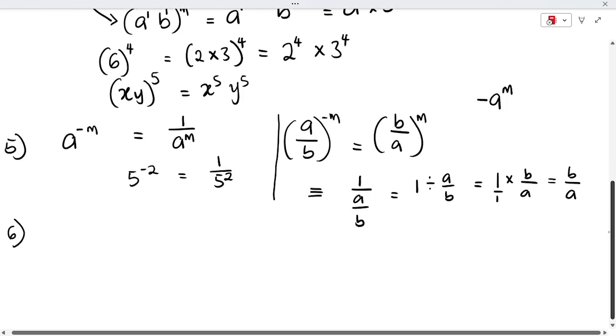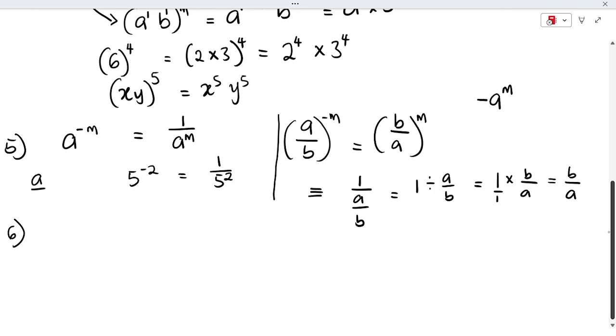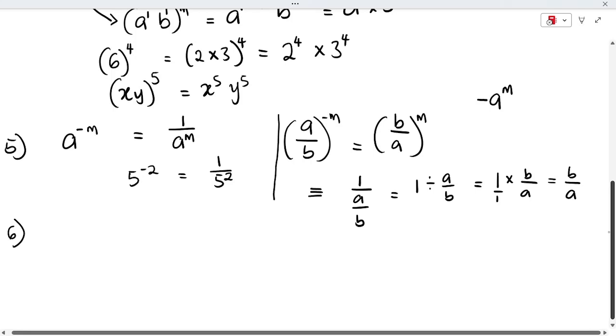You can practically see, if you are having a raised to power minus m, that's written as a over 1. So because of the negative power, you turn it upside down, you have 1 over a, which is the same thing as this. But we don't need that, so I guess we can delete that off. So that's exactly the way it works.